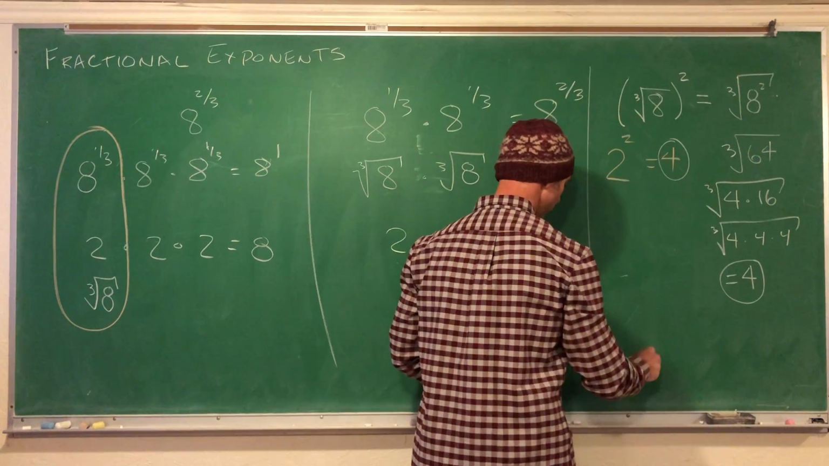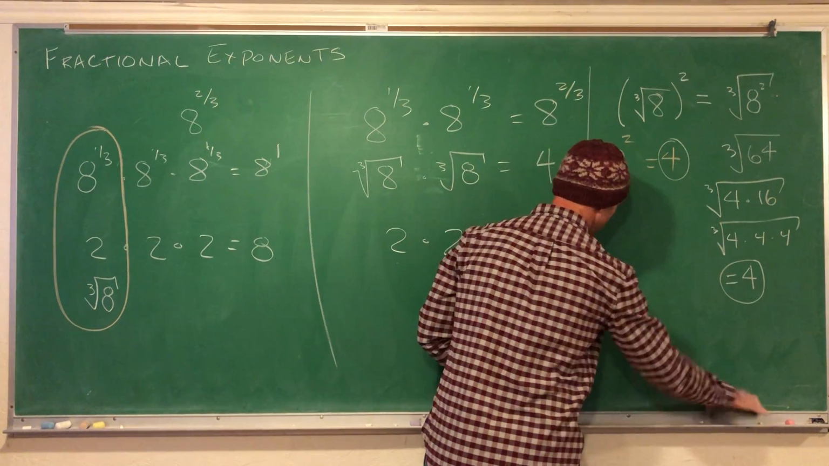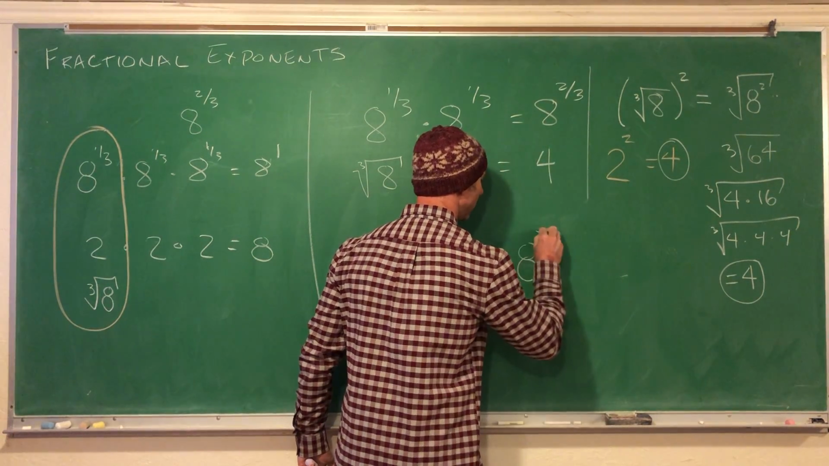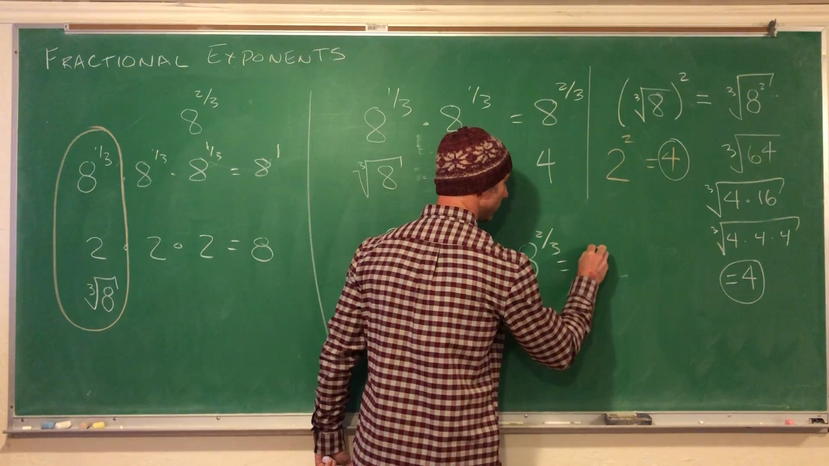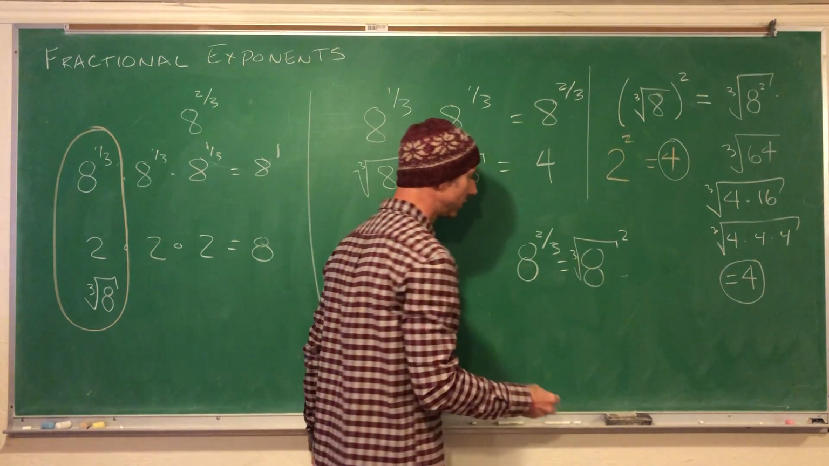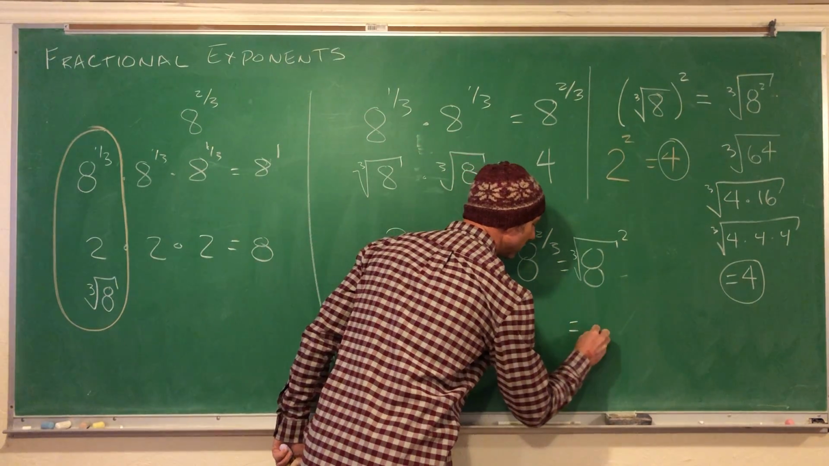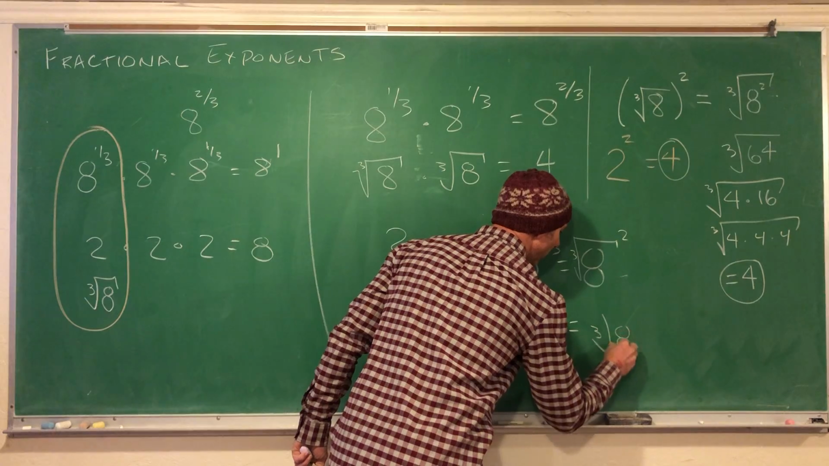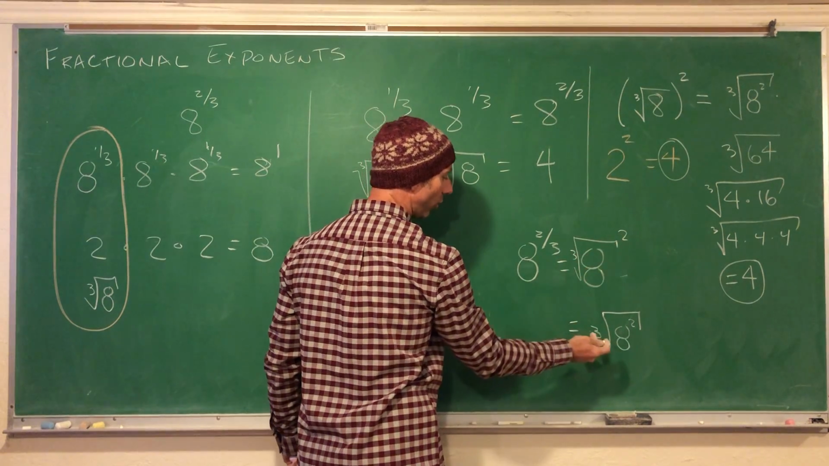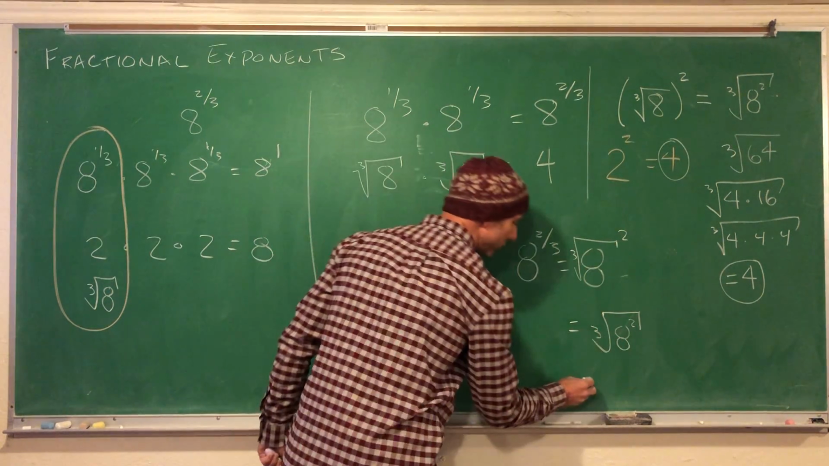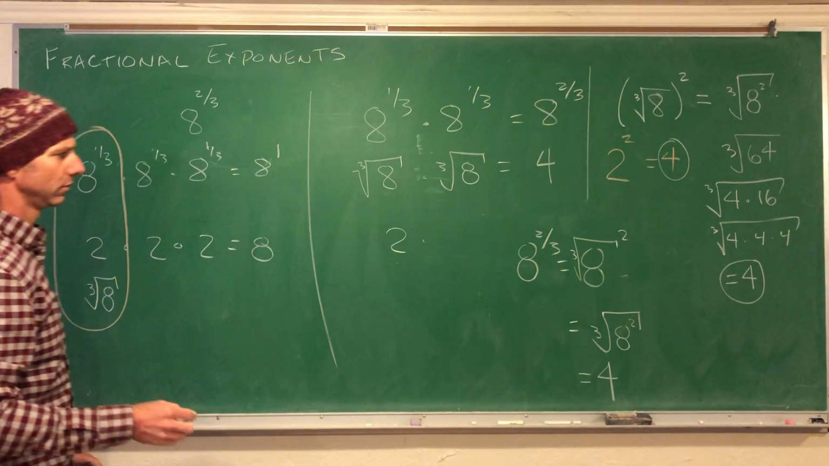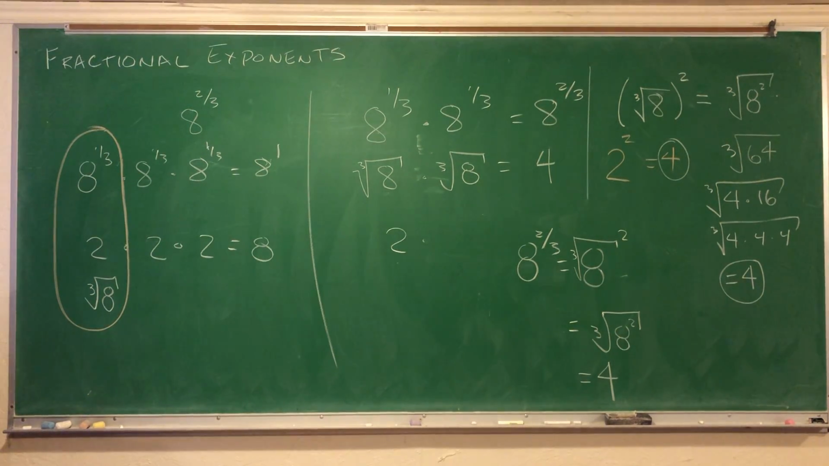Or more succinctly, 8 to the 2/3 equals the cube root of 8 squared, and it also equals the cube root of 8 squared, which also equals 4. So that's fractional exponents from this direction.